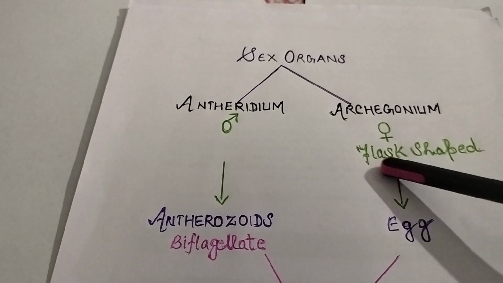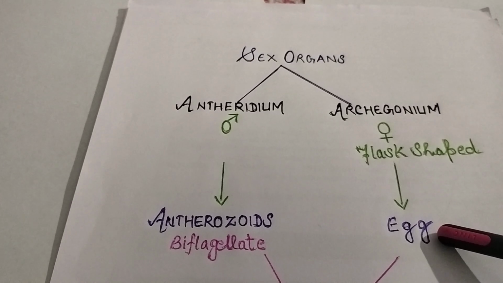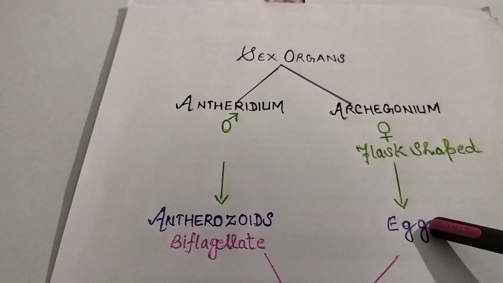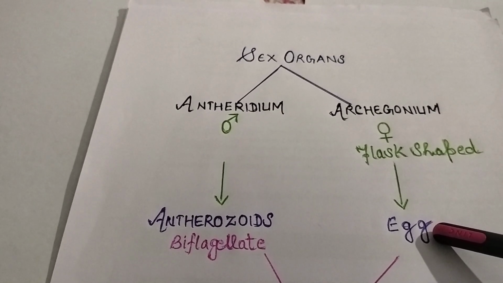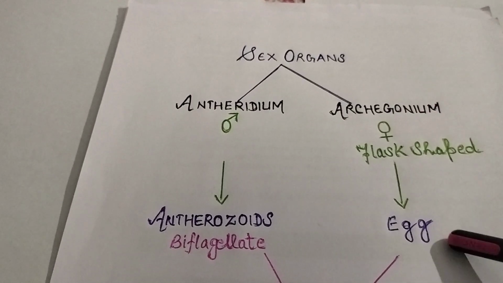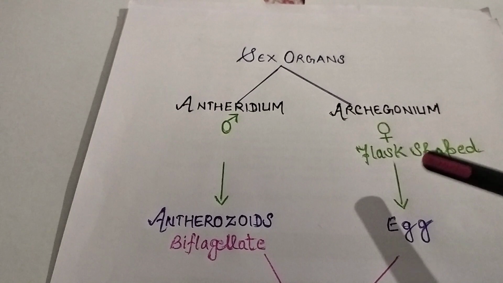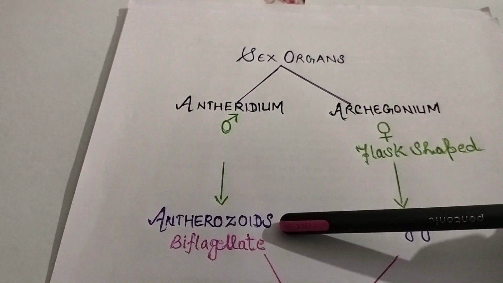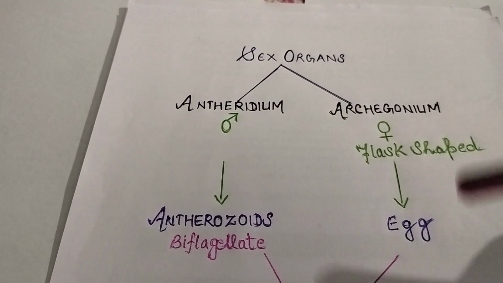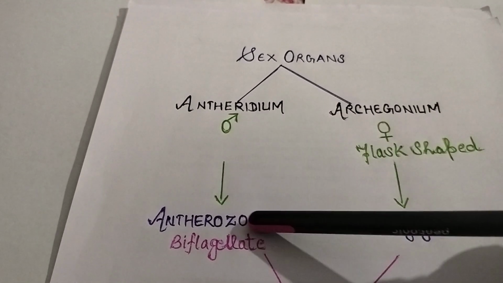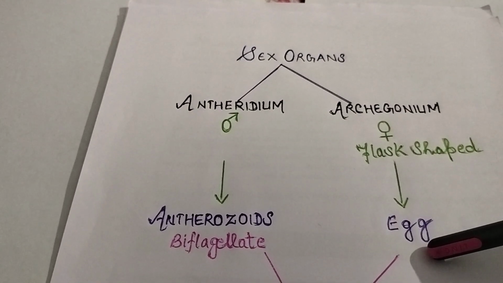The structure is like a flask and it produces the female gamete, that is egg. The egg is single, meaning a single egg is produced. So archegonium produces a single egg, the female gamete. Simple. The male sex organ will produce the male gamete, the female sex organ will produce the female gamete. Male gametes are antherozoids, which are biflagellate, and the female gamete is the egg.